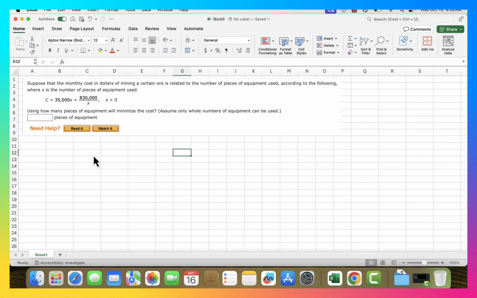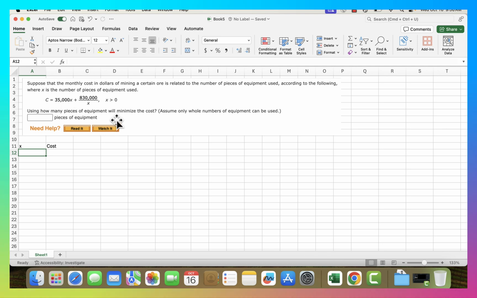The monthly cost in dollars of mining a certain ore is related to the number of pieces of equipment, and then we're given this cost function. So I want to take a look at the graph first. So I'll do the number of units and the cost.